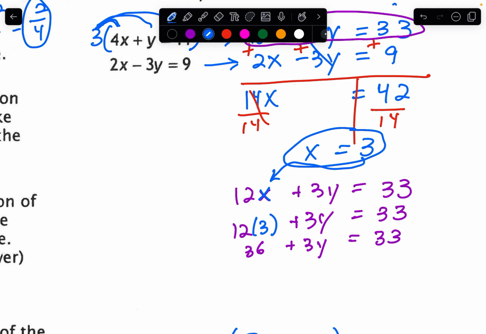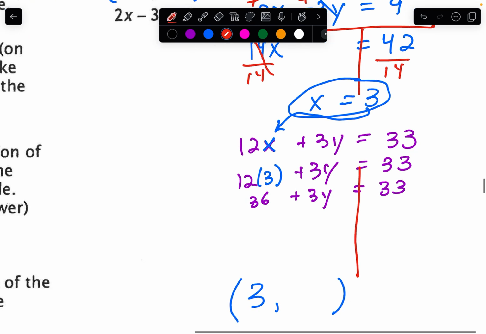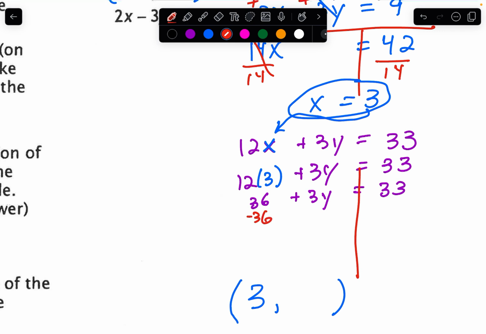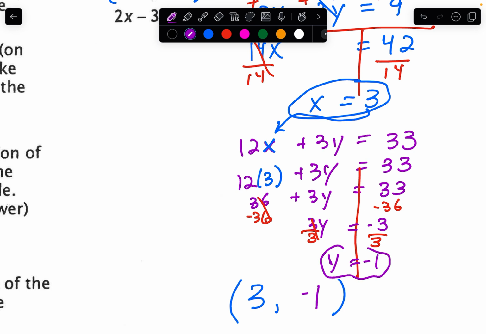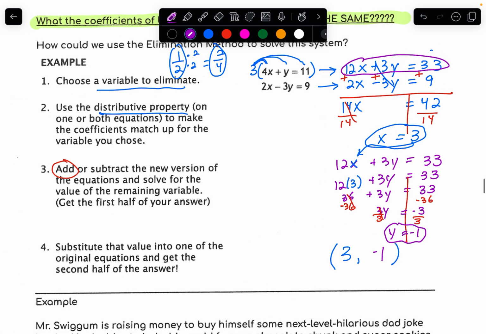I guess I'm going through my solving steps here, so I'm going to do a little line down. Subtracting 36 from both sides, I get 3y equals 33 minus 36 would be negative 3. So 3 times what equals negative 3? 3 times negative 1 equals negative 3, right? If we did our last step here, dividing both sides by 3, negative 3 divided by 3 is going to be negative 1. So negative 1 will be the y value for our solution.